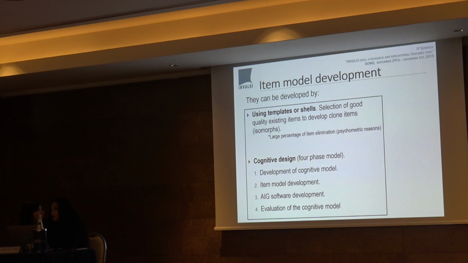So they can be developed through two paths or two ways. By using templates or shells, which is not necessarily the most recommended way, but if we identify existing items from different tests that have very good psychometric properties, we can use them as molds or shells and take out some of the content and then put in new content that we want to assess. But again, this has the limitation that we usually lose many of these items that we generate. And the other method is through cognitive design that has 4 main phases. First, we have to develop a cognitive model. Then we have to develop the item model itself. Then we have to create software for automatic item generation to work. And then we have to evaluate how the cognitive model is working with the students.